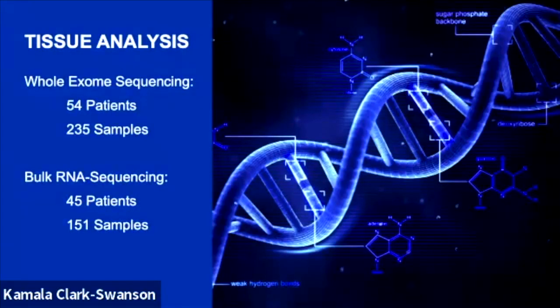So the tissue that's been analyzed so far, we have whole exome sequencing for 54 patients with 235 samples, bulk RNA-seq for 45 patients with 151 samples. Again, this is an active process. We tend to send these out in batches, so these numbers will grow.